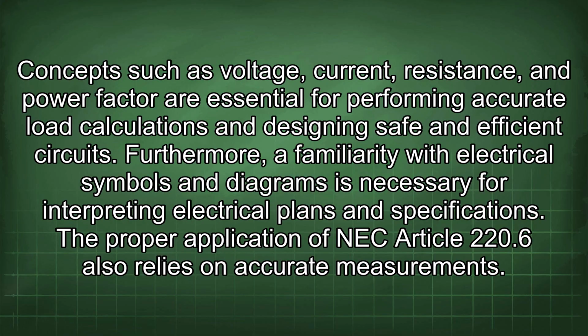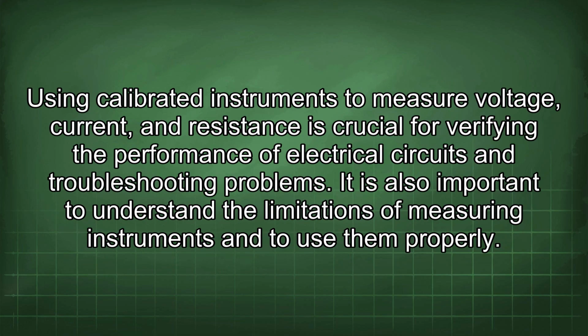The proper application of NEC Article 220.6 also relies on accurate measurements. Using calibrated instruments to measure voltage, current, and resistance is crucial for verifying the performance of electrical circuits and troubleshooting problems. It is also important to understand the limitations of measuring instruments and to use them properly.